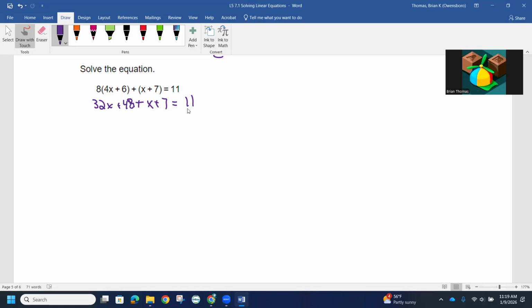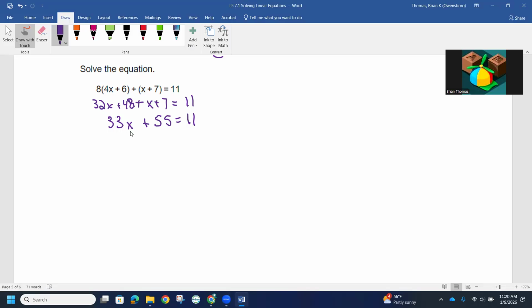So to make it a little bit easier to understand, we can combine like terms. So this 32x can be combined to the 1x, which gives us a total of 33x. The 48 can be added to the 7. I believe that's 55. That's going to equal then this 11. So now each side is simplified.